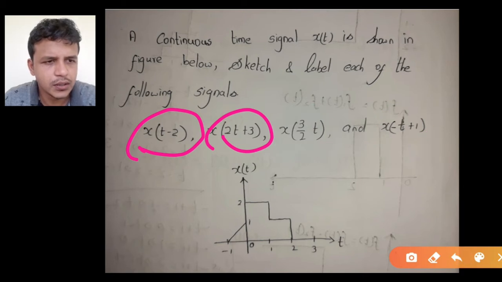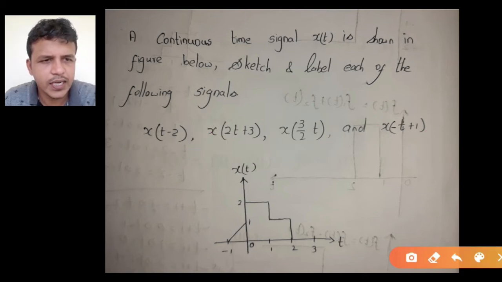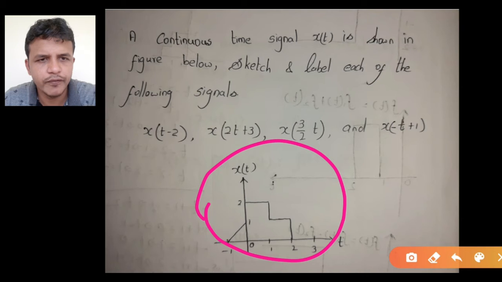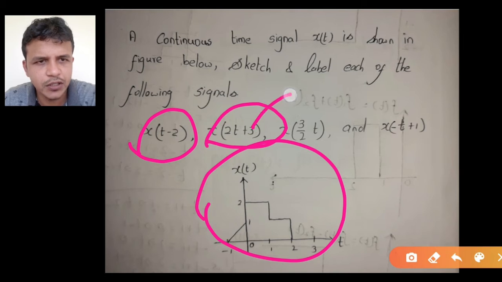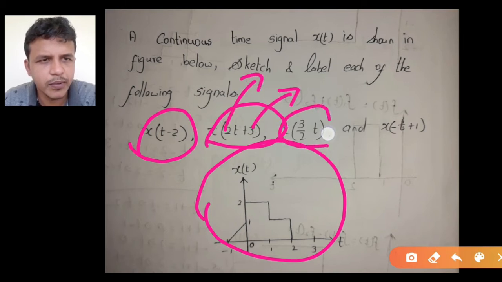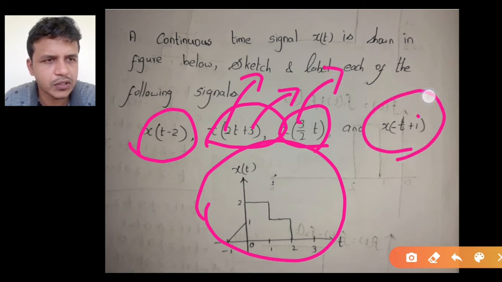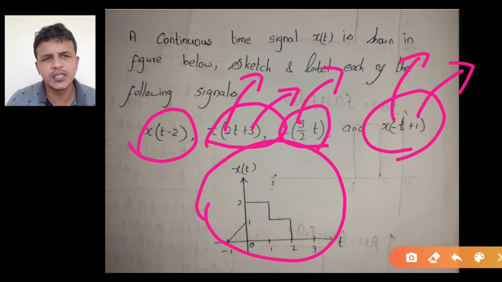Okay, so here a signal x of t is given. For that we have to find x of t minus 2, which is a time shifting operation; x of 2t plus 3, a time shifted and also time scaled signal; x of 3 by 2 into t, a time scaled signal; and x of minus t plus 1, a time shifted and time reversed signal. So these are the things that we are going to see in this video.